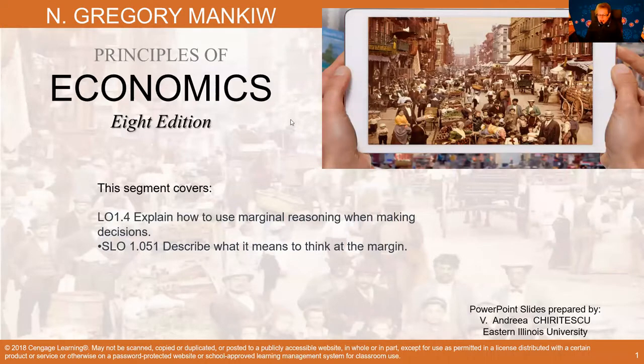Hi, and welcome to Chapter 1, Learning Objective 4, where we're going to talk a little bit about how economists use marginal reasoning in the decisions they make, and what exactly the term marginal means when we talk about economic thinking. So let me go ahead and share my screen with you. Okay, so again, we're going to take a look at marginal reasoning and what exactly we mean by that.